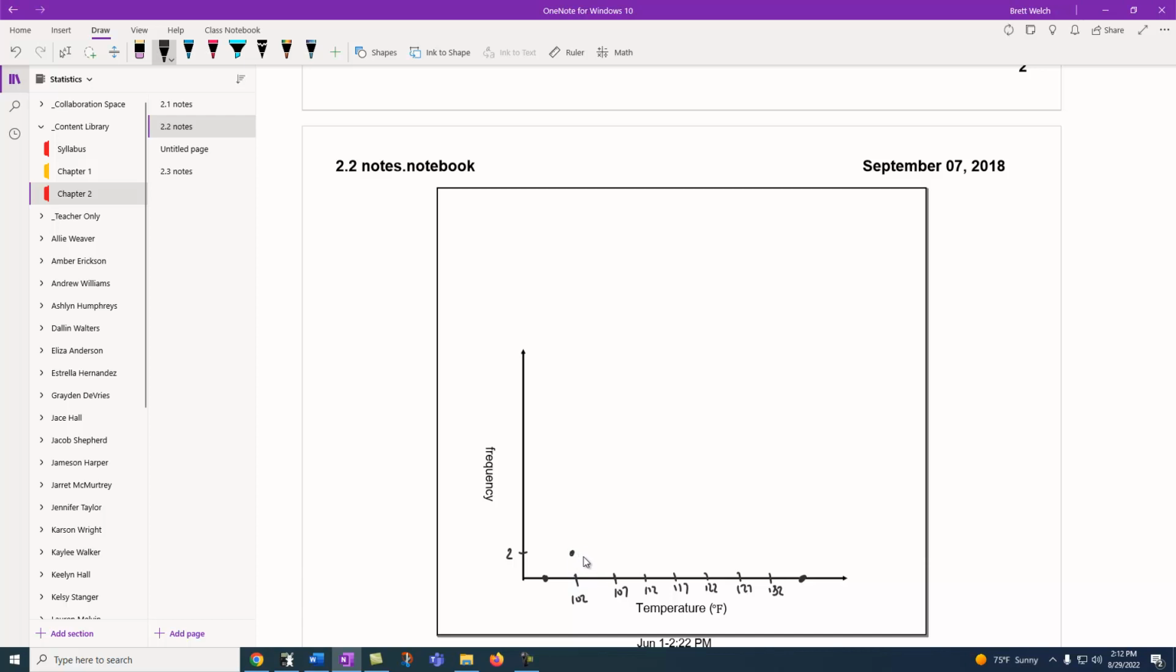Now, were there 2 temperatures that were actually 102? The answer is no. But that is our midpoint, and so we're talking kind of averages here in our frequency polygon. 107 is the middle of that second section, and it had 8. So if that's 2, 4, 6, 8, so 107, I would be up to 8.